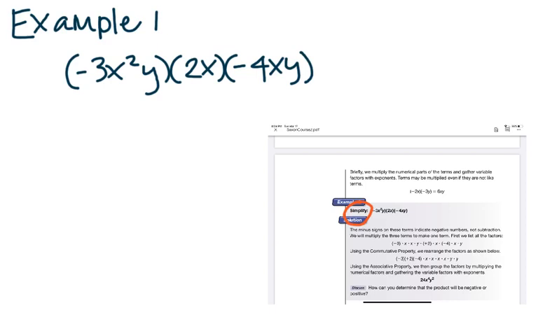We're simplifying. We're taking this really, really long term, and we're condensing it. We're making it as small as possible, okay? Because this is a really long multiplication problem that we need to make smaller. Okay, so let's do that. Let's make this smaller. So first, let's look at these terms we have. We have a -3. We have a 2 and a -4. We have an x squared, an x, a y, and a y. So those are some of the terms that we have here. So let's start pulling some of this stuff out so we can start working with it.